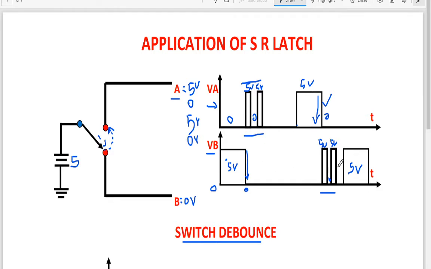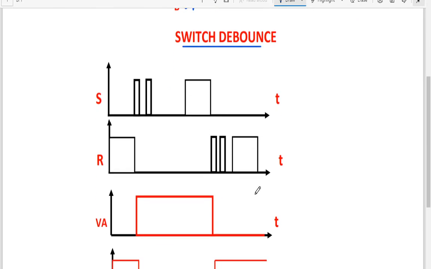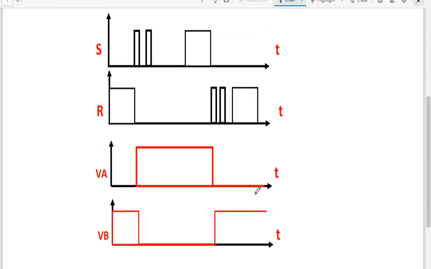So it is moving, connecting and losing its connection, connecting and losing its connection before it settles down to a final value. This problem of switch debounce we are trying to overcome using an SR latch. We have seen in the previous class what exactly an SR latch is. S stands for set and R stands for reset. We call it a set-reset latch.